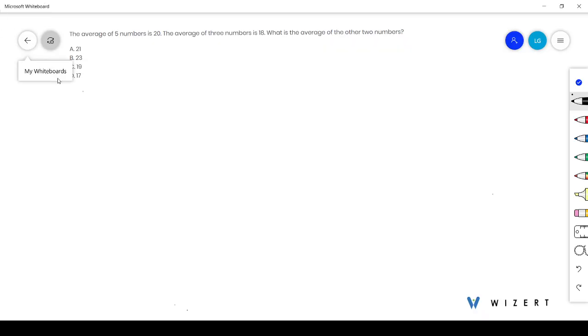Our question is: the average of 5 numbers is 20. The average of 3 numbers is 18. What is the average of the other 2 numbers?